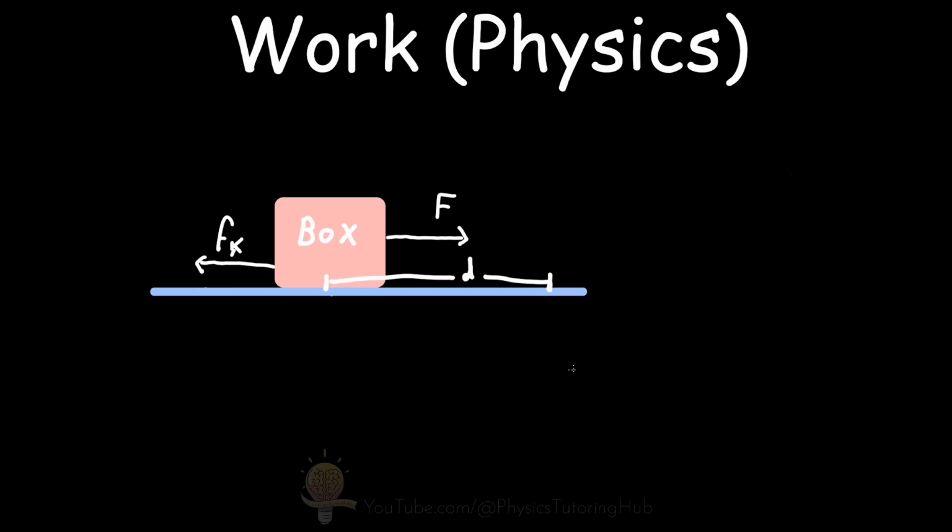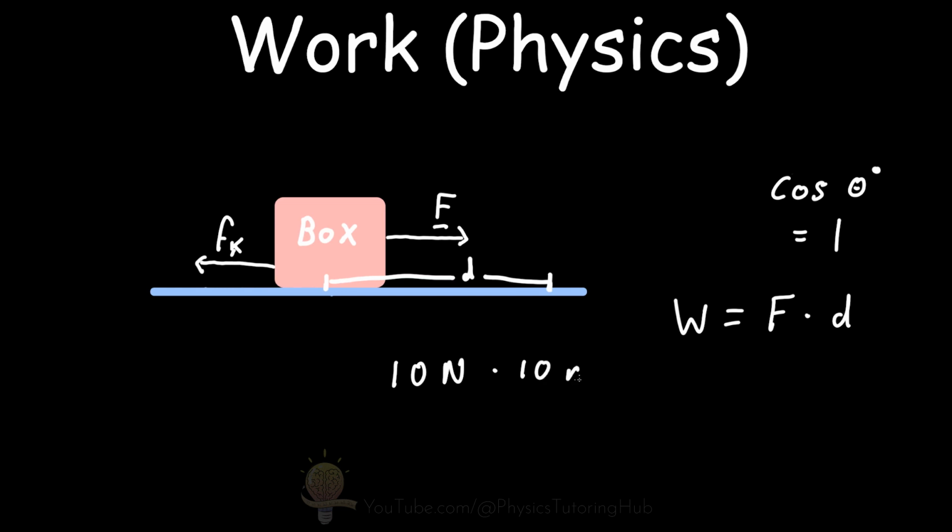In this situation, our force is parallel to our displacement. In other words, the angle between the two is 0. Cosine 0 is equal to 1. So the work done by this pulling or pushing force is equal to the force multiplied by the distance. If this force again is 10 newtons and we're moving a distance of 10 meters, the work done is equal to a positive 100 joules. So we're giving 100 joules to this system.